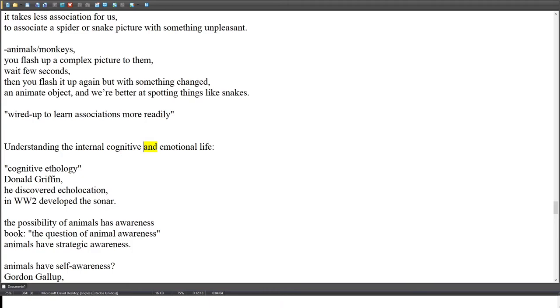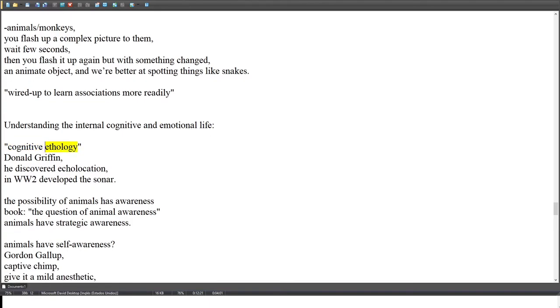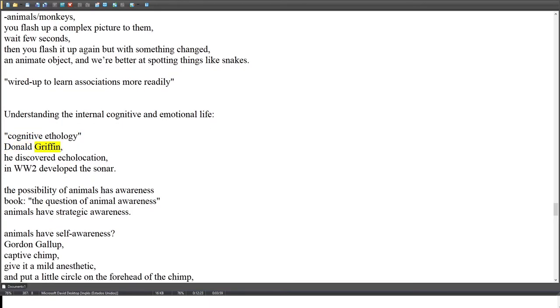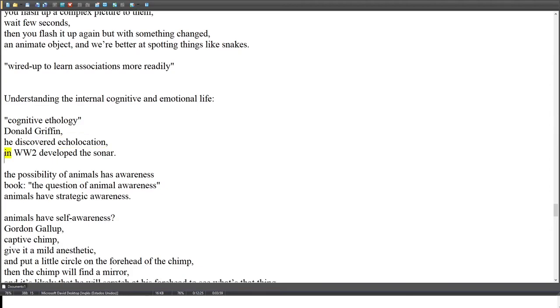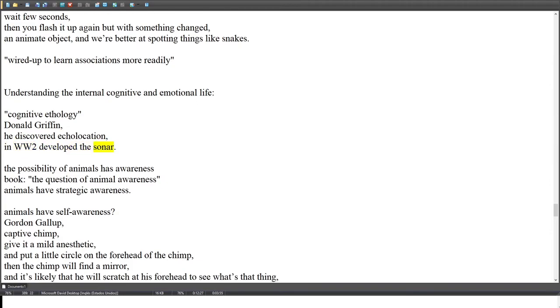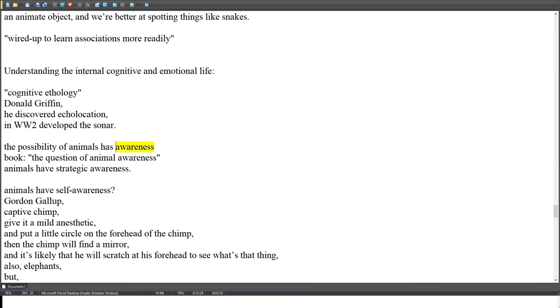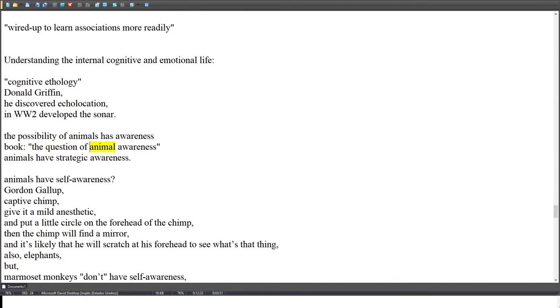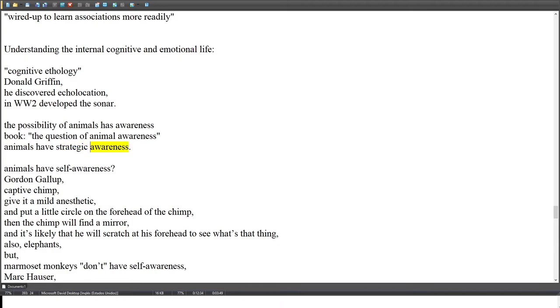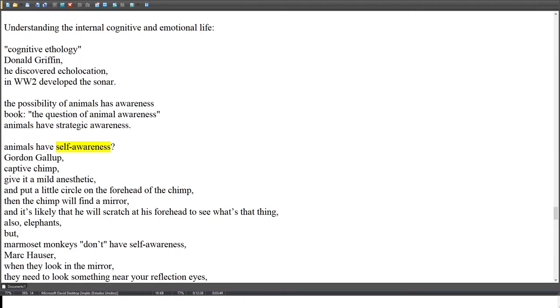Understanding the internal cognitive and emotional life. Cognitive ethology. Donald Griffin discovered echolocation and in WW2 developed sonar. He raised the possibility that animals have awareness, in his book The Question of Animal Awareness. Animals have strategic awareness. Animals have self-awareness.